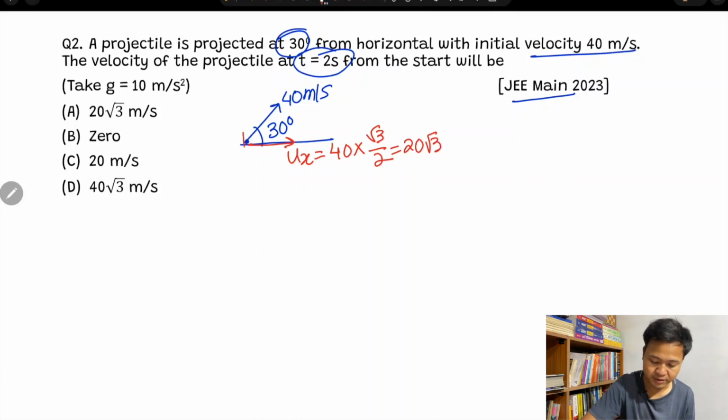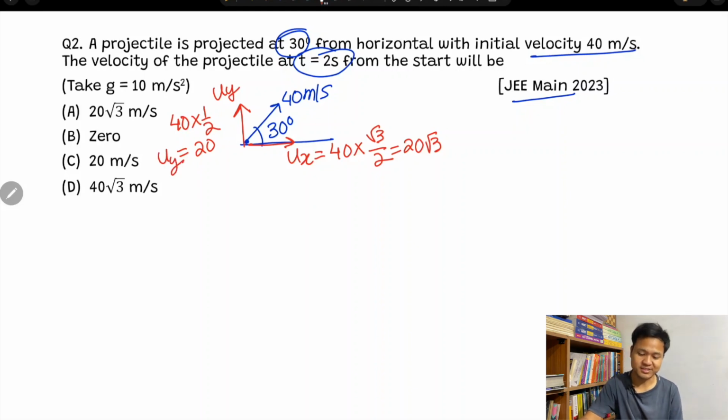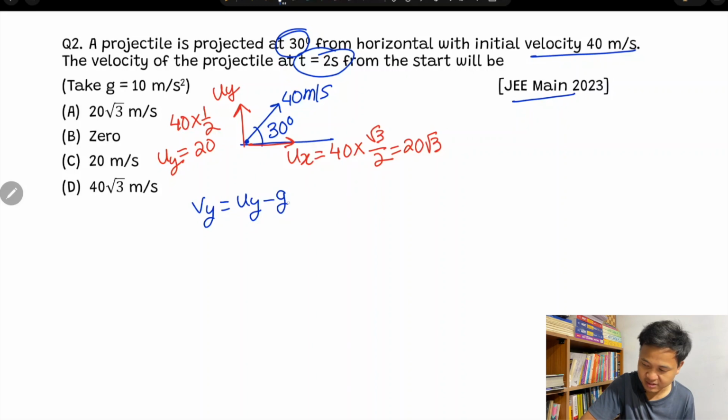Okay, so what is uy? uy is u sin theta. So u is 40, sin 30 is 1 by 2, which means 20. So uy is 20, ux is 20 root 3. Now the question asks for the velocity. So vy is uy minus g into t. uy is 20 minus g, which is 10, into time 2. So how much is this? 20 minus 20 is 0.